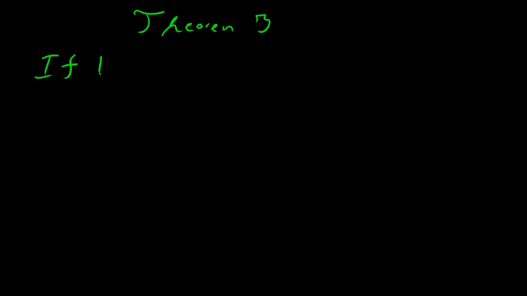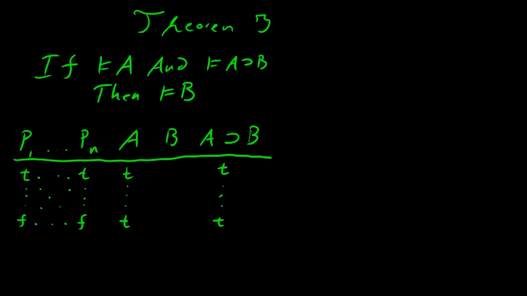If A is valid and A implies B is valid, then B is valid. To convince ourselves of this, let's draw a truth table.